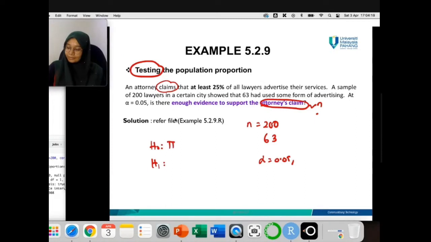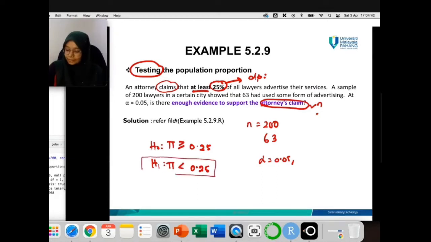Ini pi, ini pi. What is the value for this pi? 25. 25%. Convert into decimal places. 0.25. The symbol at least is greater than or equal. Here is less than. So less than, this one is left tail. So ini adalah X. Masukkan dalam formula.